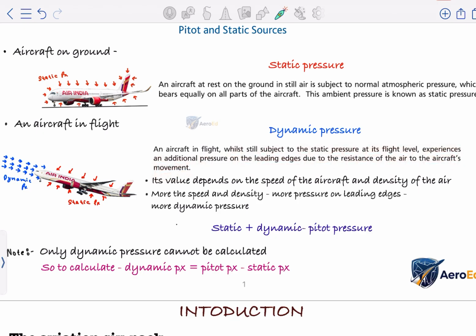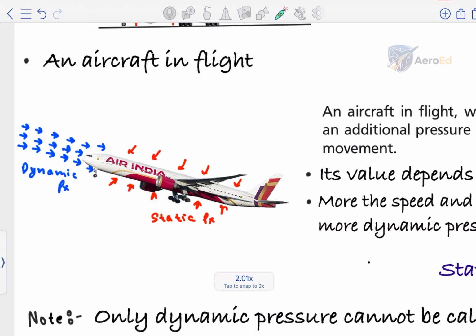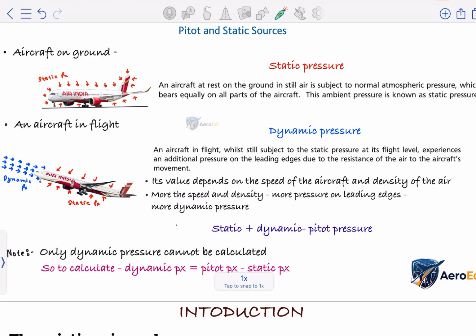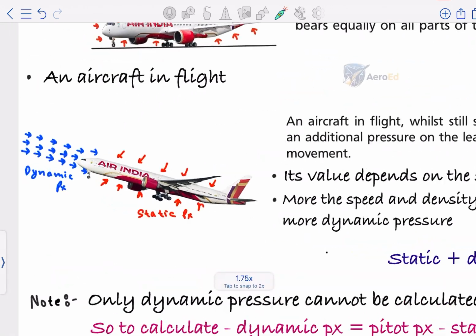So let me explain what dynamic pressure is. When the aircraft is in flight, or even if it is moving, obviously there will be air molecules in front of the aircraft. Those air molecules hit the leading edges of the aircraft, and the pressure exerted on the leading edges is what we call dynamic pressure. But you have to keep in mind that even if the dynamic pressure is exerted, the static pressure also exists, just like when you see the picture over here.